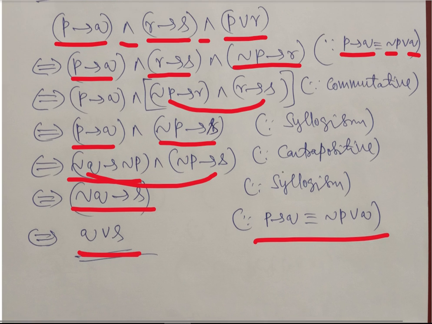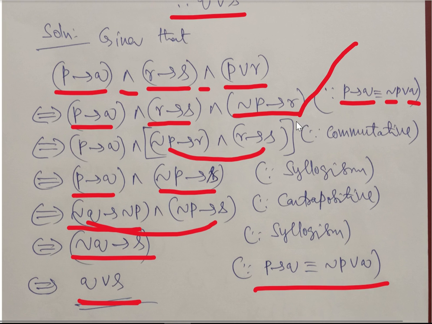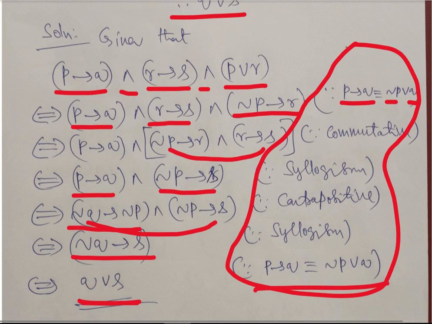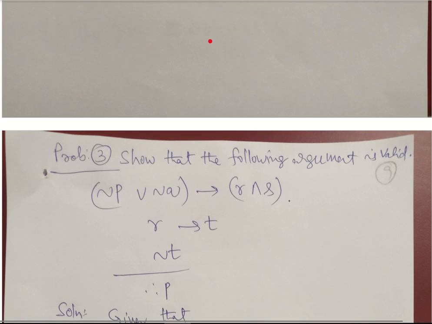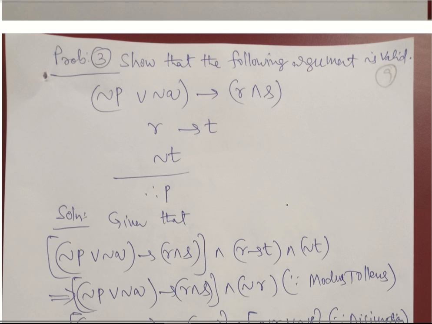So every time we are going to write the names of the inference rules that are being used. So this is what I said, we should remember the names also, so that we will be able to write them properly. It's not a big one, so if you practice 3-4 times, these names are going to be with you. Next, third problem, show that the following argument is valid.